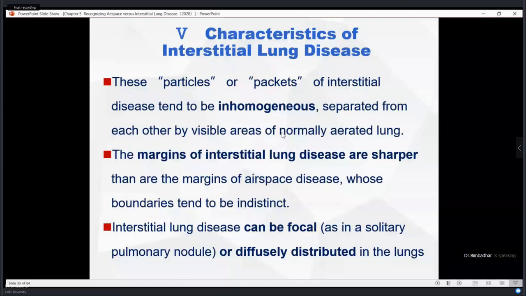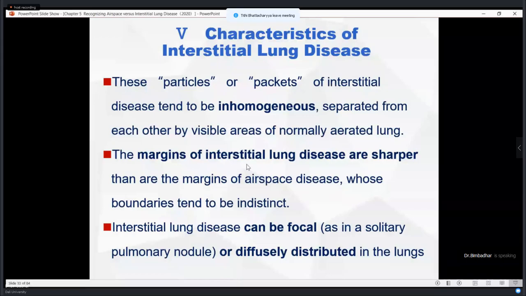And then the margins are sharper. Remember, in pneumonias we don't have a well-distinct margin, but in interstitial lung diseases, yes, they have a well-defined margin, right? Airspace diseases have an indistinct boundary, whereas interstitial lung disease has a distinct boundary. The margin is well demarcated in interstitial lung disease, whereas the margins of airspace diseases are not well demarcated, right?